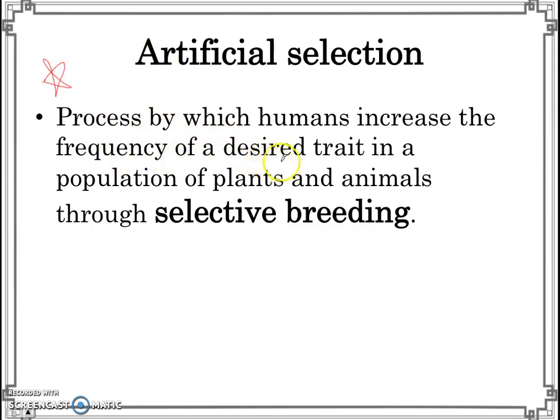Artificial selection is this process where humans try to increase the frequency of a desired trait, right, for example, milk production, in a population of plants and animals through selective breeding. So the main process, the main thing that happens in artificial selection is selective breeding. Basically, I select the individuals with certain traits that I like, and I breed them together.